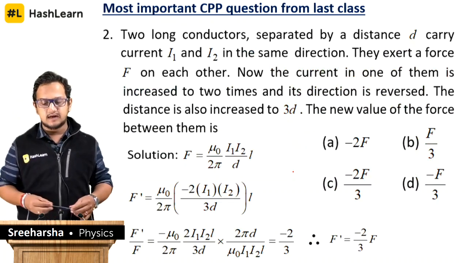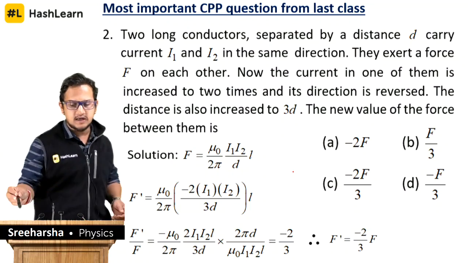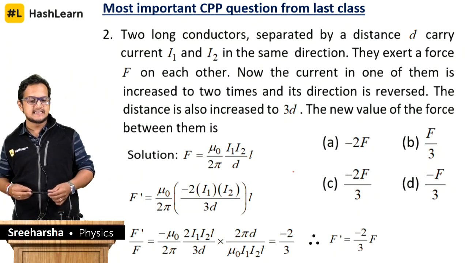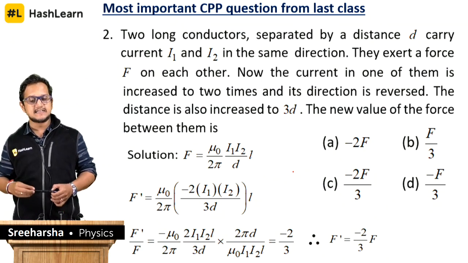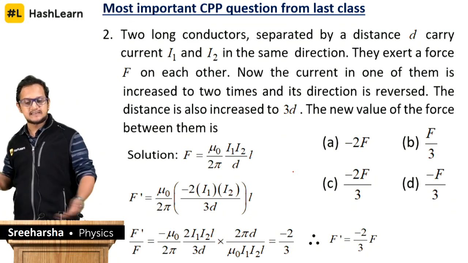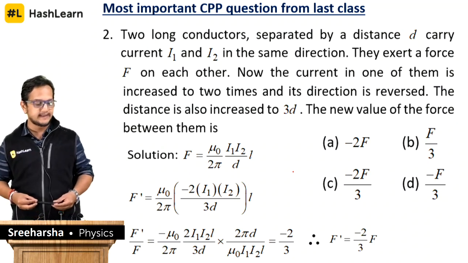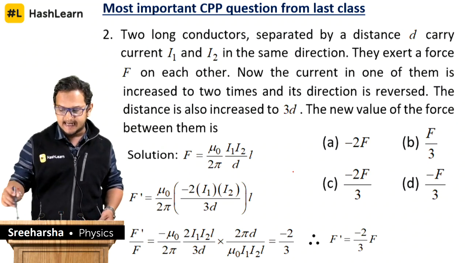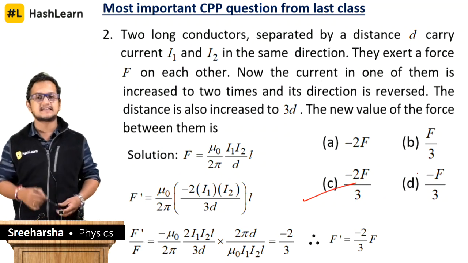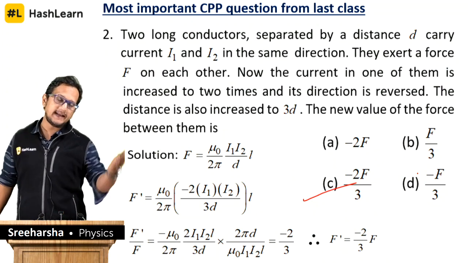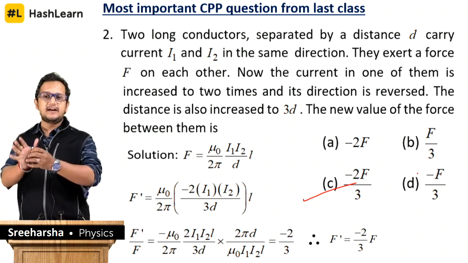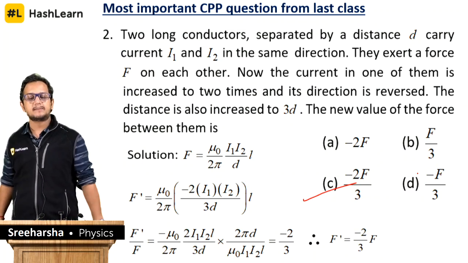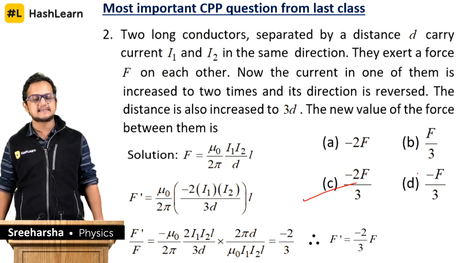Now before we start, we have two long conductors separated by a distance d. They exert force on each other, and the current in one of them is reversed and its direction is reversed. The distance is also increased to 3d. What is the new value of force between them? The answer is option C. This problem is from the magnetic field due to a conductor, from moving charges and magnetism. So the answer is C.